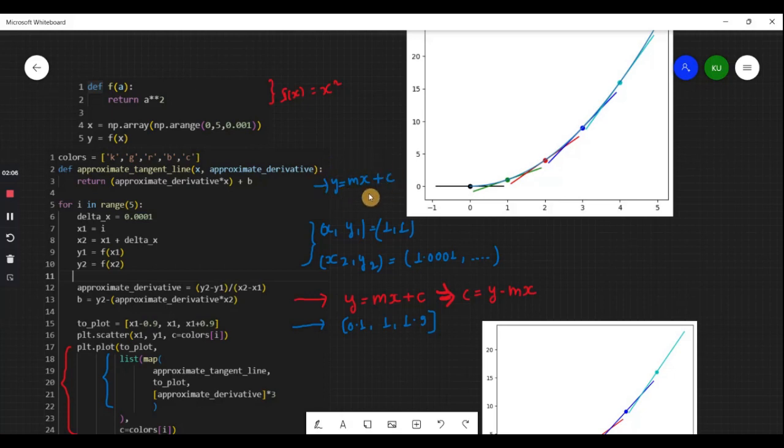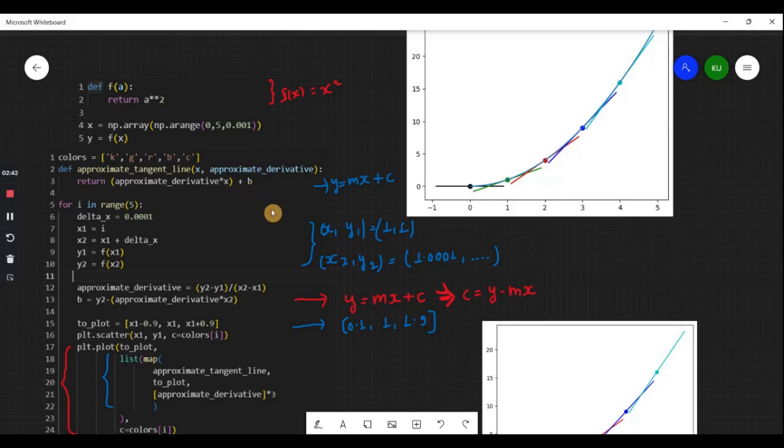Suppose we have to find the corresponding y value on the tangent line when x equal to 2. Then the corresponding y value will be 2m plus c. We are doing the same thing through this function. The name of the function is approximate tangent line, and it is taking two parameters, x and approximate derivative. Here approximate derivative is the slope of the tangent line, and what it returns is the corresponding y value, which is mx plus b. Here b is the y-intercept of the tangent line.